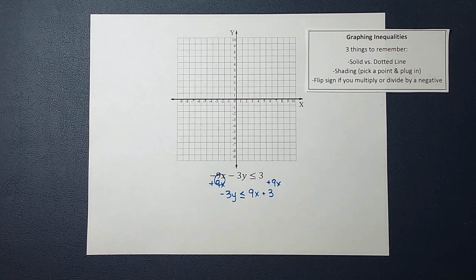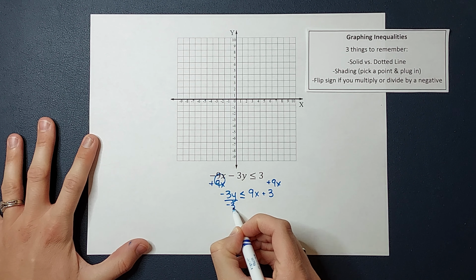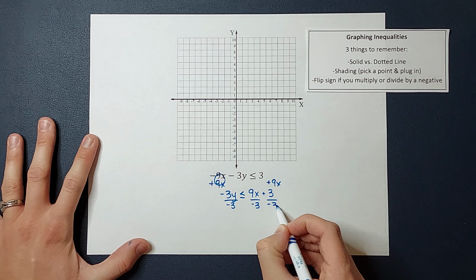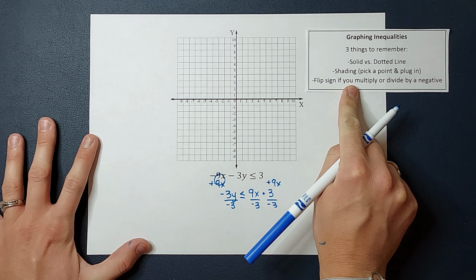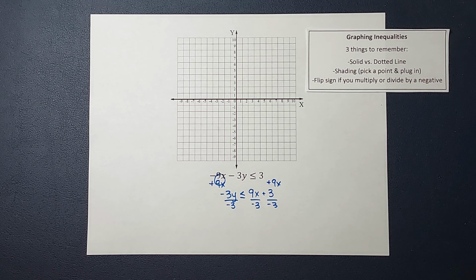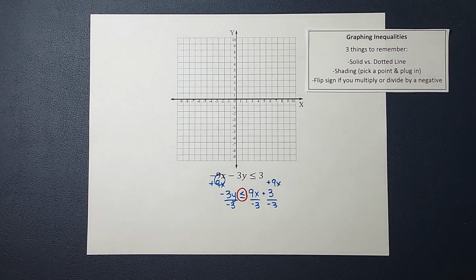Okay, y is almost alone, but it's still being multiplied by a negative 3. So to get rid of that, I'm going to divide by a negative 3 on both sides. Okay, now this is when the alarm bells go off. Okay, we divided by a negative. So personally, when this happens to me, when I divide by a negative or multiply a negative and I'm doing inequalities, I like to circle my sign to remind me. Okay, like, oh, I divided by a negative. I got to remember that.